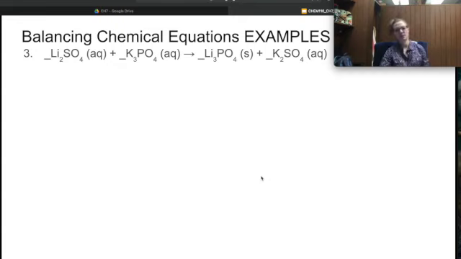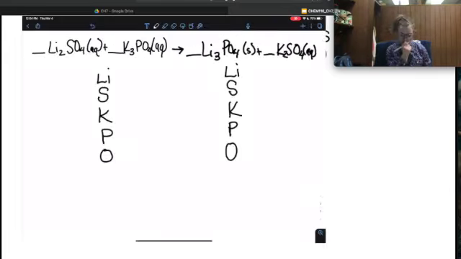Okay, so we're going to go ahead and balance the chemical equation that you see on the screen here. This is going to be the most complicated example that we're going to do, and then I have some things written out in the slides for you to take a look at, to give you some practice, as well as some practice problems for you to look through. So let's go ahead and work through this problem.